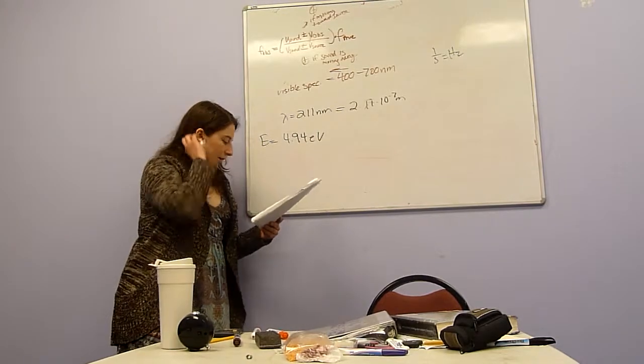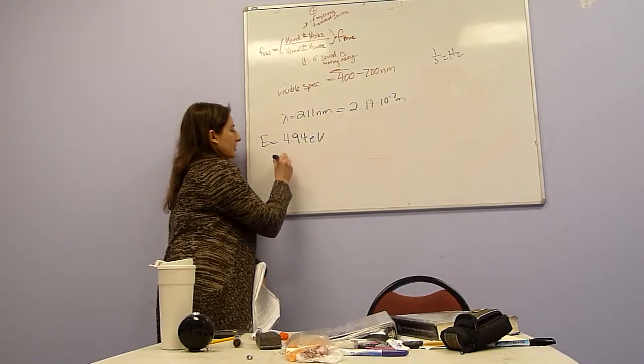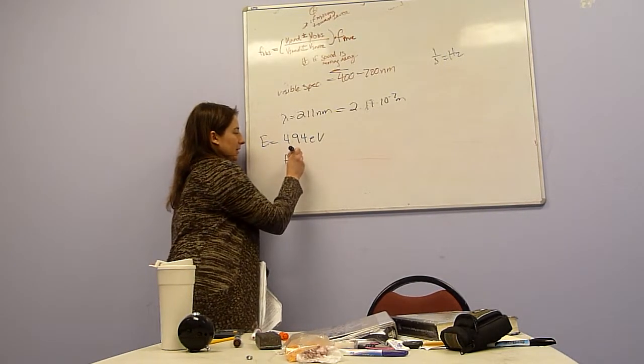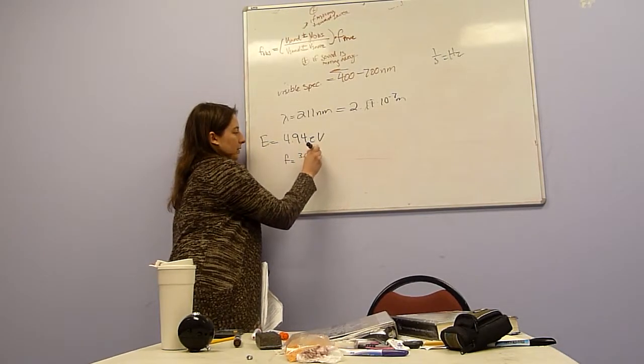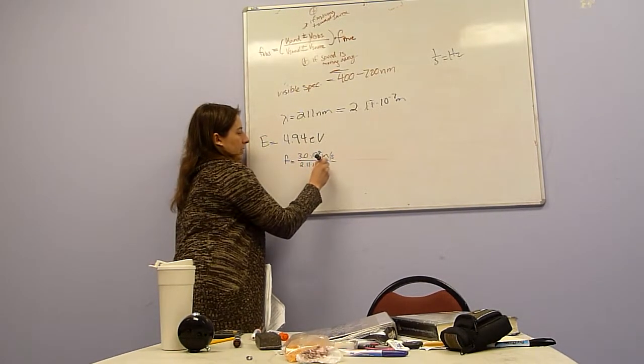Okay, so we want to know maximum kinetic energy. What do we know about frequency? We need to find frequency. So what is frequency here? Same. Speed divided by wavelength, which is 1.4 times 10 to the 15 hertz.